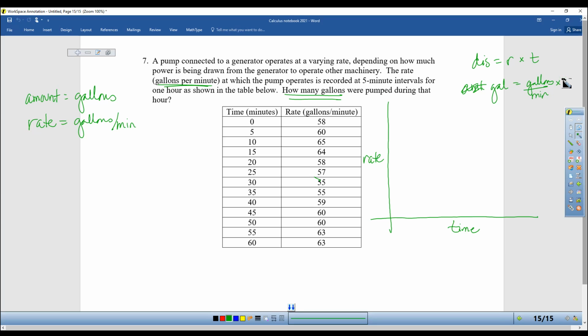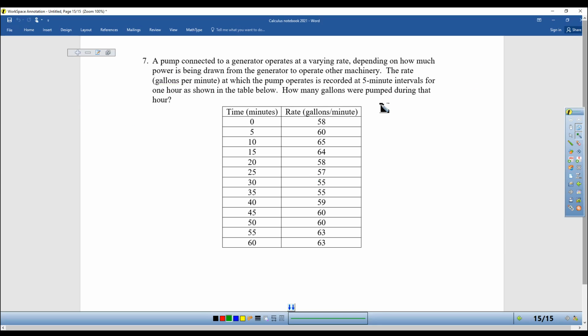So if I have this rate, and if it was a perfect rectangle, I could do the gallons per minute times the minute, and I would get the gallons. Can I actually find that? Well, I'm going to estimate it. I'm going to estimate it using one of my RAMs or trapezoid rule or whatever we decide to do.